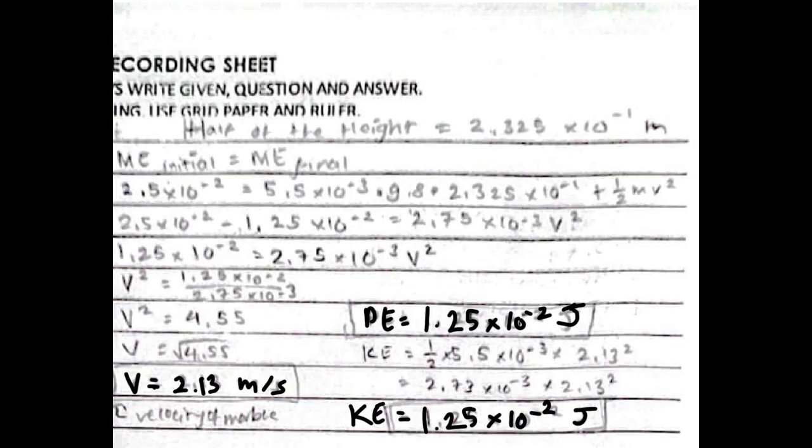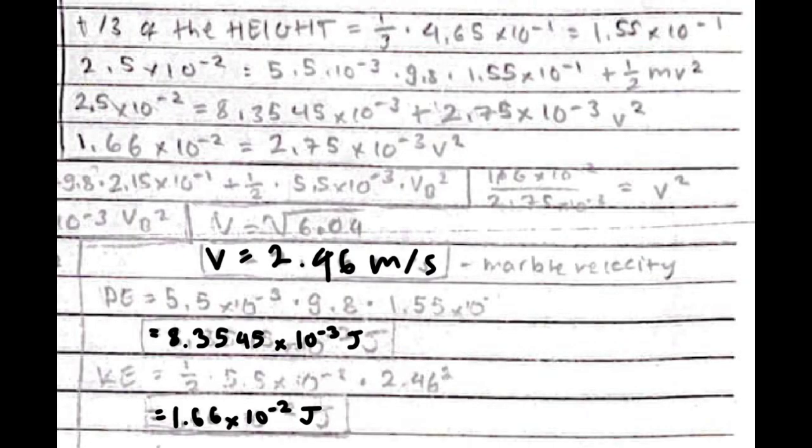For half of the height, the kinetic energy would be 1.25 times 10 to the power of negative 2 joules. The potential energy would be 1.25 times 10 to the power of negative 2 joules, with a marble's velocity at 2.13 meters per second. And for the point of a third of the height, the kinetic energy would be 1.66 times 10 to the power of negative 2 joules. The potential energy is 8.3545 times 10 to the power of negative 3 joules, and the marble's velocity would be 2.46 meters per second.